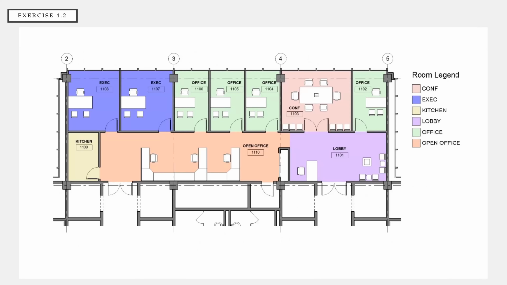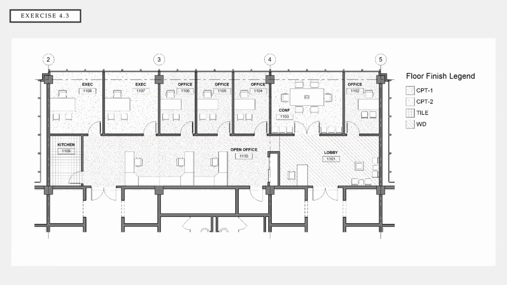And exercise 4.2 was adding a room legend, and this was very straightforward. 4.3 was the floor finish legend, and this was also straightforward as it was very similar to the previous exercise.